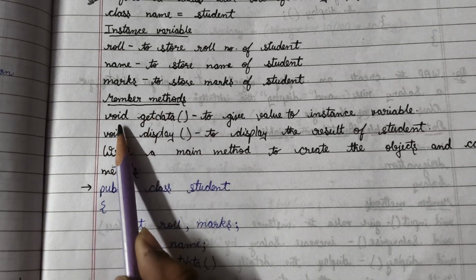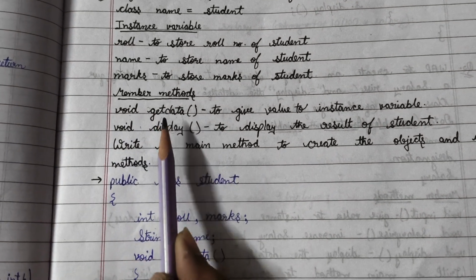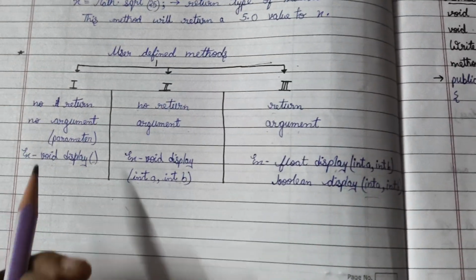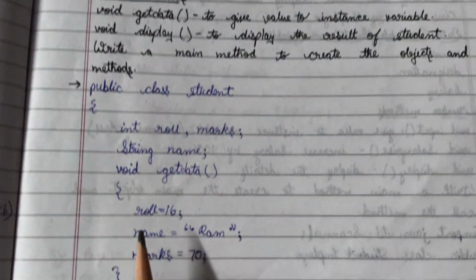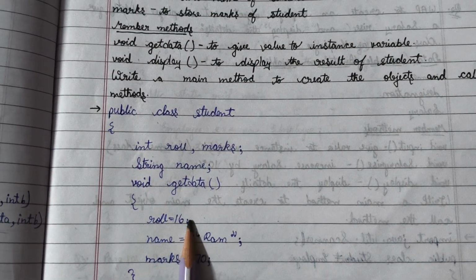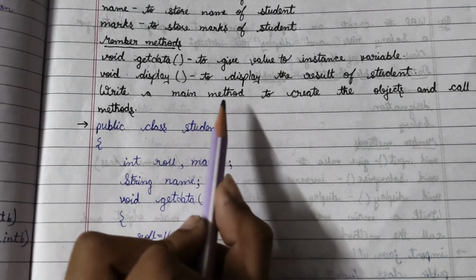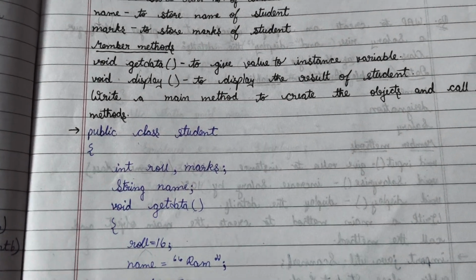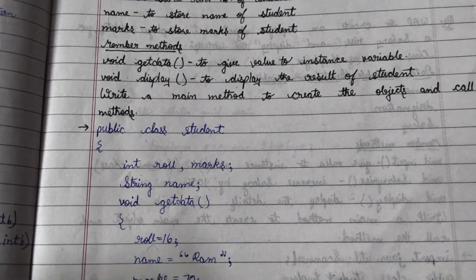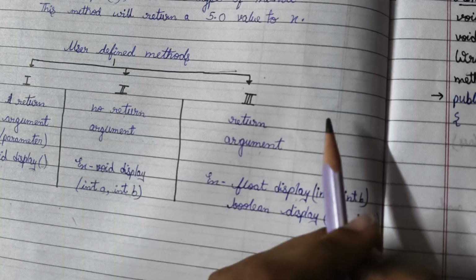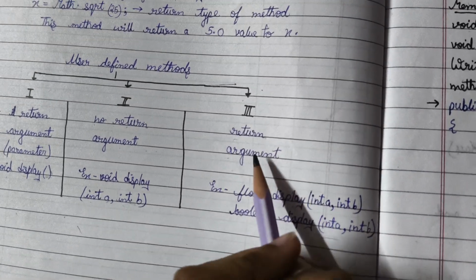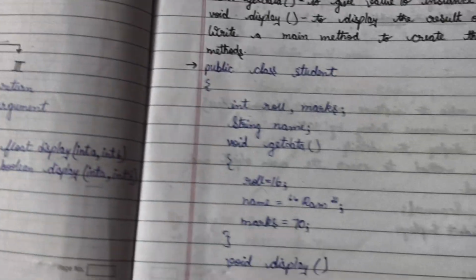Then we have the first method, void getdata, which is which type? User defined type one. So in void getdata we just initialize the values. Now to display this, how to display? System.out.println. I already told you that in user defined type 1 and type 2 we have to use System.out.println, but in the third type we have to use return, which we will study later on.